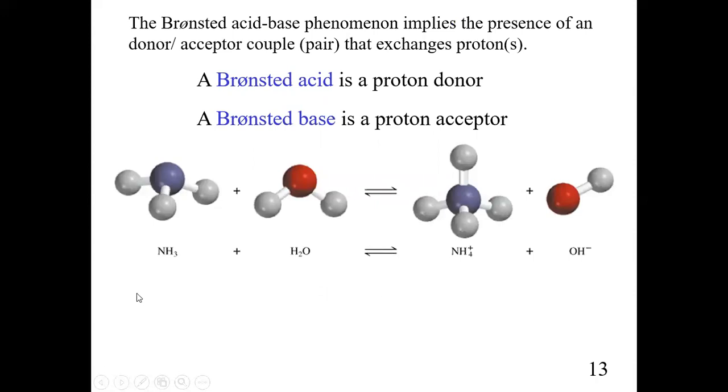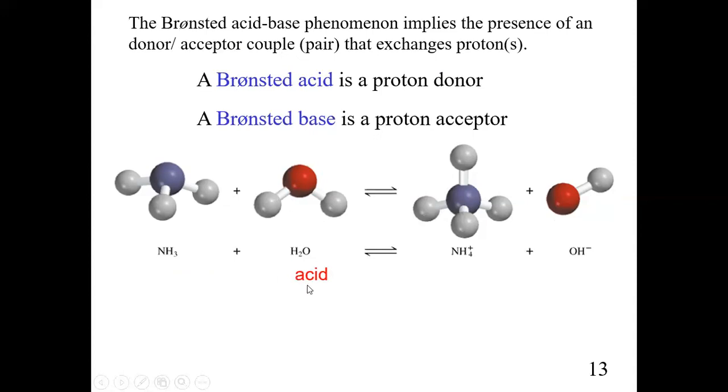Which gives us to the next direct concept, the concept of a donor-acceptor couple. In the Bronsted acid phenomena, you have to have a couple for the reaction to take place as an acid or a base. Let's look at this idea of the couple, or the pair, the acid-base pair. So I just have this reaction, ammonia with water, becoming ammonium and OH minus.